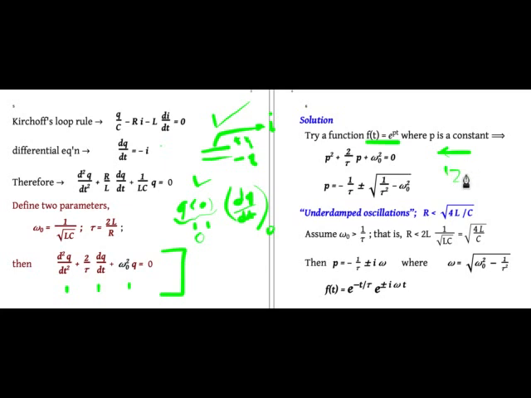This is a property of differential equations. The general solution for a second-order differential equation, well, it'll be a superposition of two solutions. And the two solutions are both exponentials, but with different values of p. So p could be minus 1 over tau plus or minus the square root of 1 over tau squared minus omega 0 squared. Either sign would solve this equation.